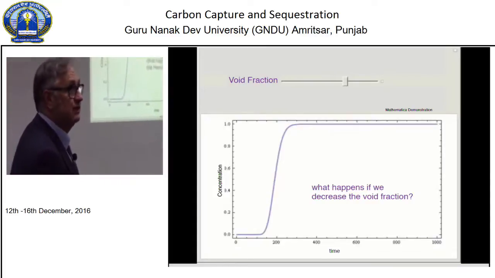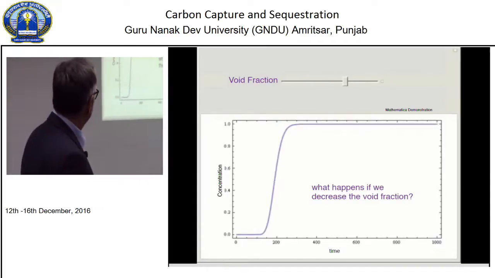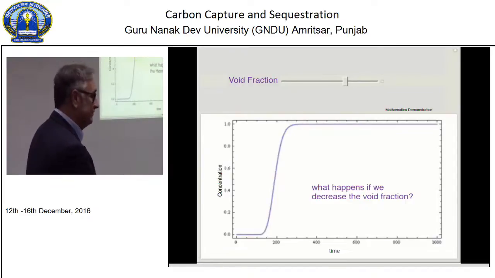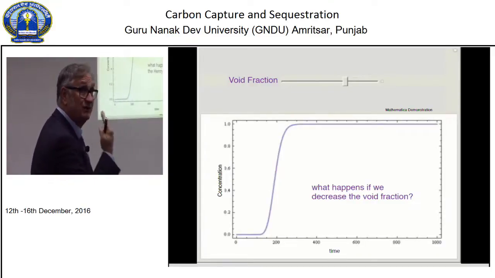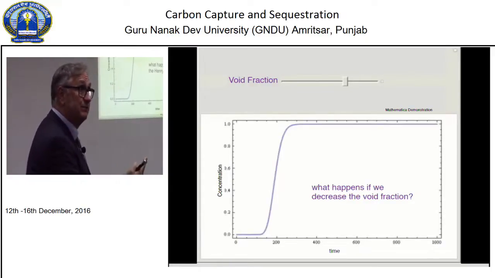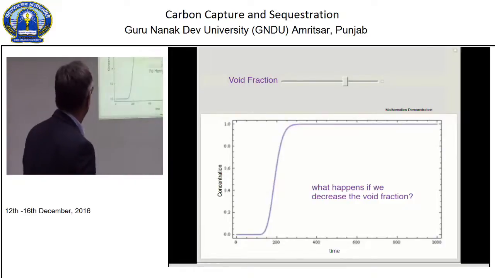How about if I change the Henry constant? If I move it, you see the breakthrough curve moves both in time and its profile changes. It gets steep or not. A steep curve is a good one. A flat curve is a bad one because that means you don't get clean separations.